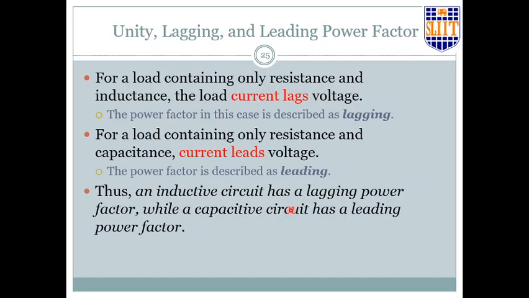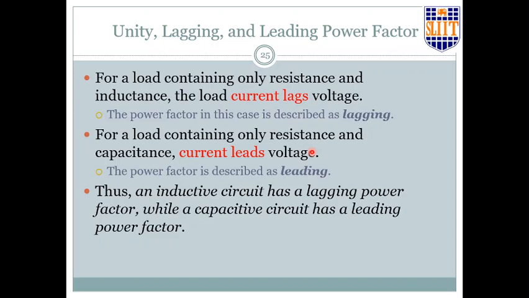The second is in the case of capacitive. For a capacitor, current is leading, so therefore we call it leading power factor. For an inductor, current is lagging, so therefore we call the power factor lagging. So lagging power factor, leading power factor. That means an inductor has a lagging power factor and a capacitor has a leading power factor.